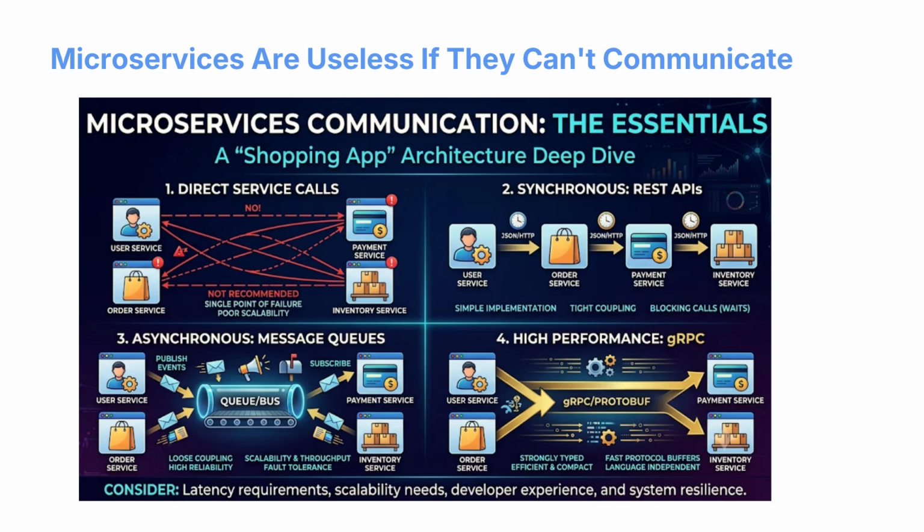In our last video, we learned how architects split a large application into multiple microservices. But here's the next challenge. If user service, order service, payment service, and inventory service are all separate applications, how do they communicate with each other? Should they call each other directly? Should they use REST APIs? Should they use message queues? Or should they use gRPC? Today we'll answer these questions using our shopping app architecture.